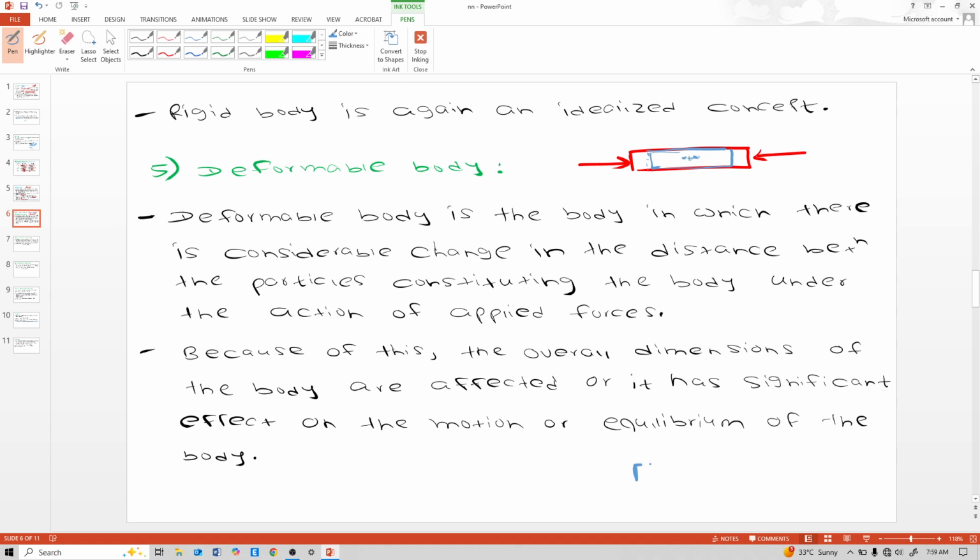If the body is like this, and a tensile force acts, the body shape will be changed like this, and the distance between particles increases. Either it increases or decreases, but it should change its shape. Strain is change in length upon original length, so deformable body. Because of this, the overall dimensions of the body are affected, or it has a significant effect on the motion or equilibrium of the body.